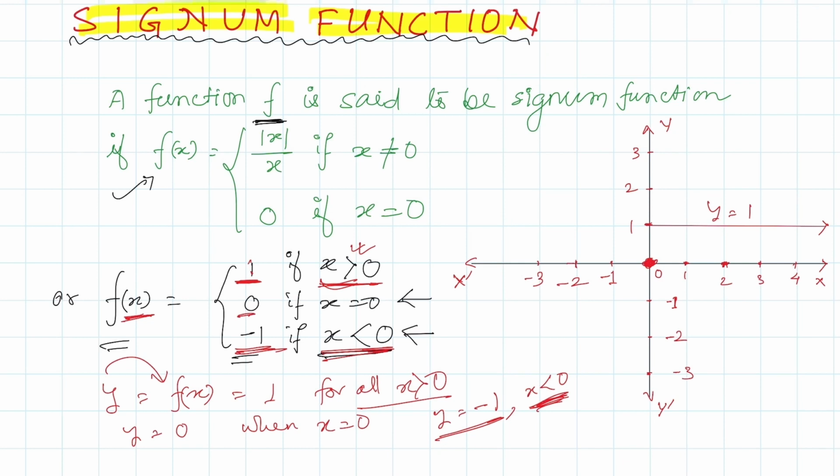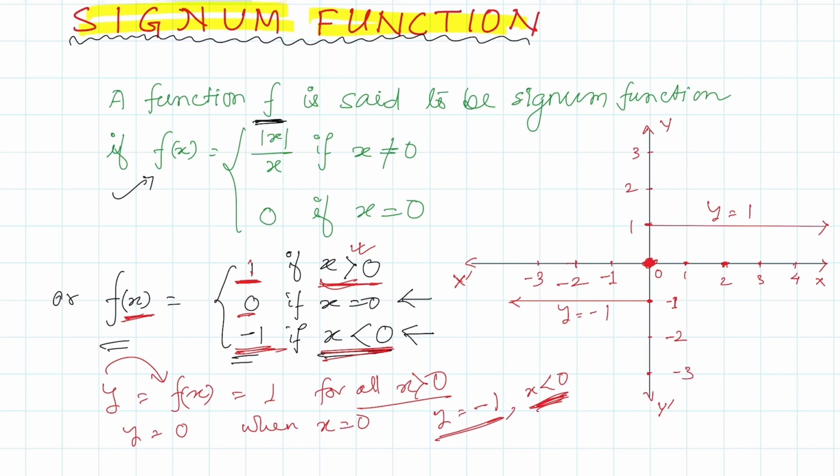So y is equal to minus 1. So this is the graph of y is equal to minus 1. Okay, so here it is minus 1. This is y is equal to minus 1. Okay, so that's how we can draw the graph of the Signum function.